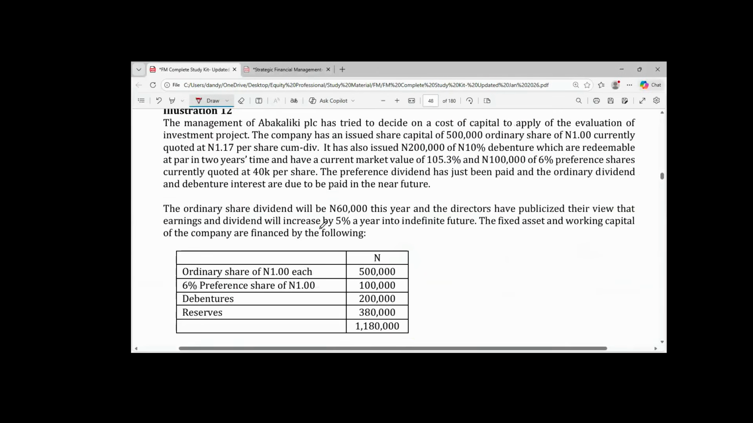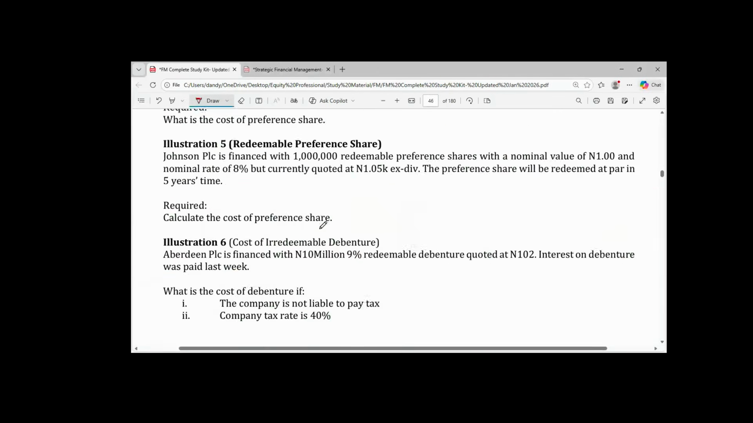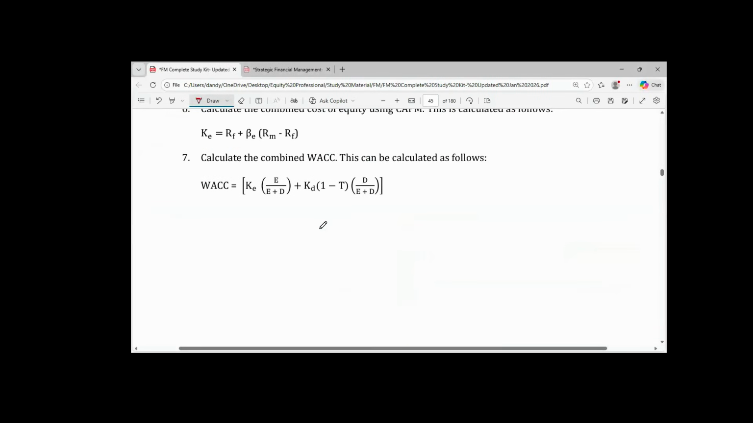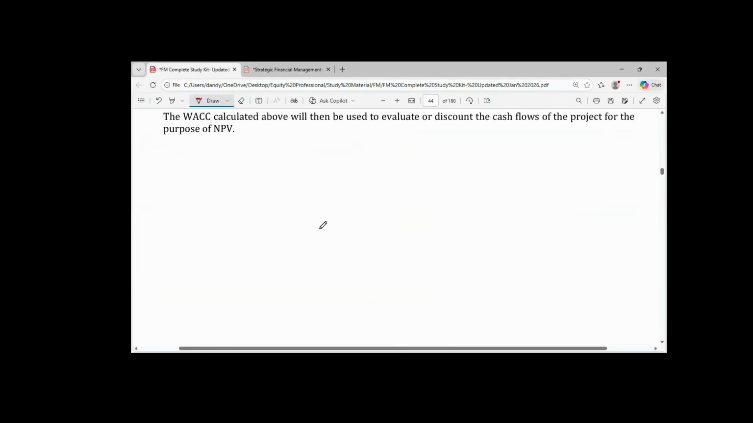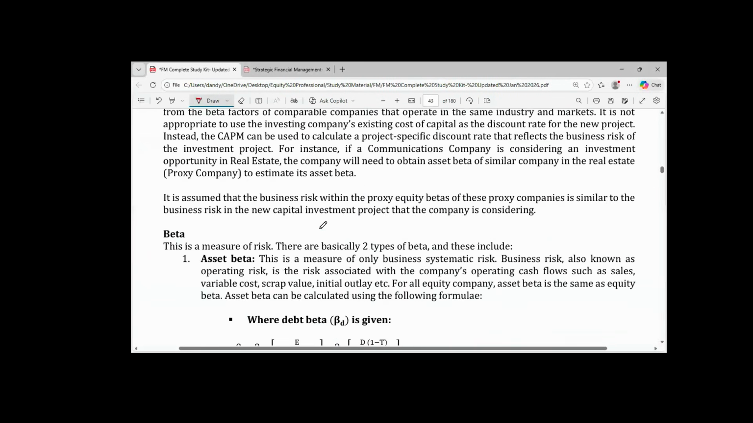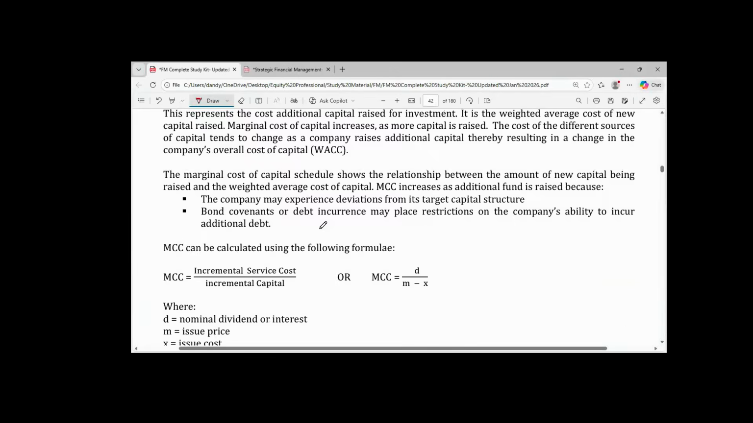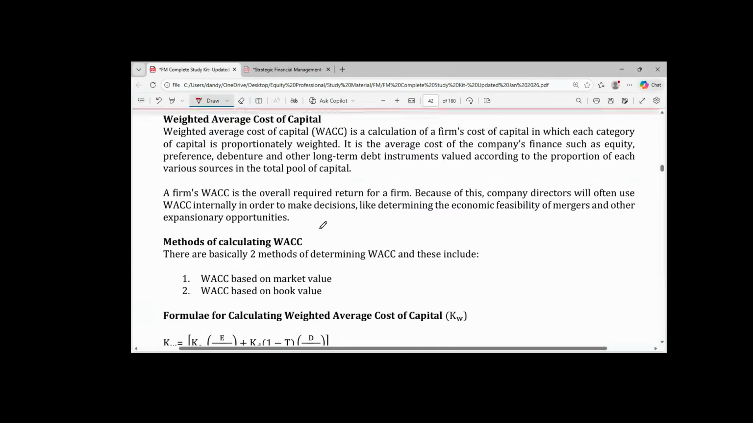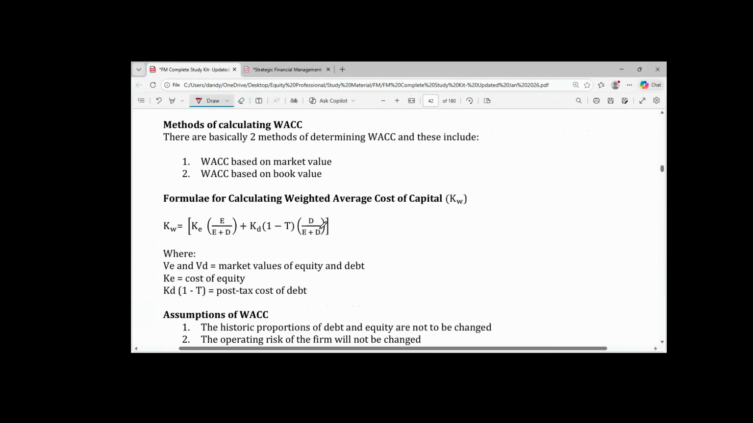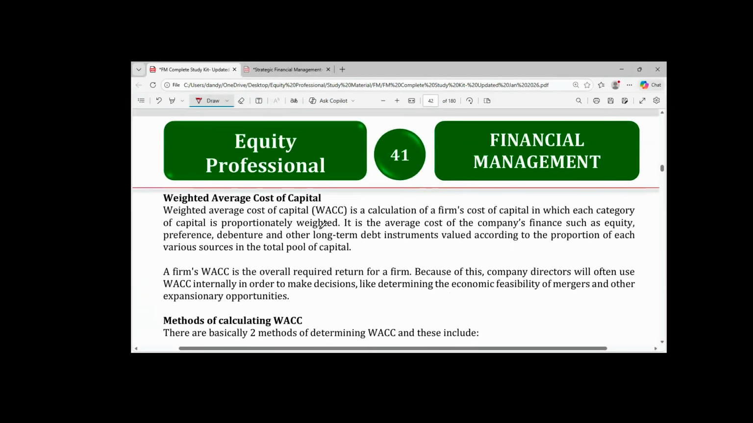Let me see. So I want to be sure I've covered all relevant areas on traditional WACC. Okay. So we have talked about all of this.